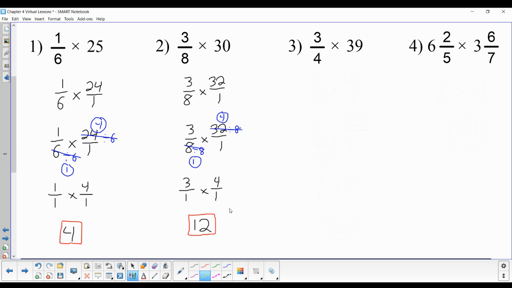One more example like this. And again, let's see if you can remember what to do before I do it. How would you start problem number 3? I hope you said that you would leave your fraction 3/4 alone and round 39 to something that the 4 could cross cancel with easily that is still close to 39. Hopefully you chose 40. 40 is the closest number to 39 that 4 can cross cancel into.